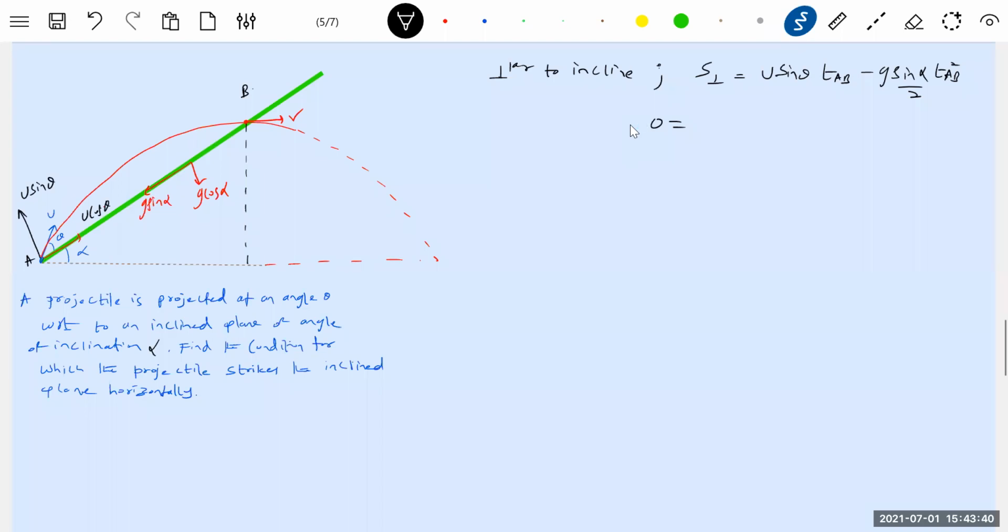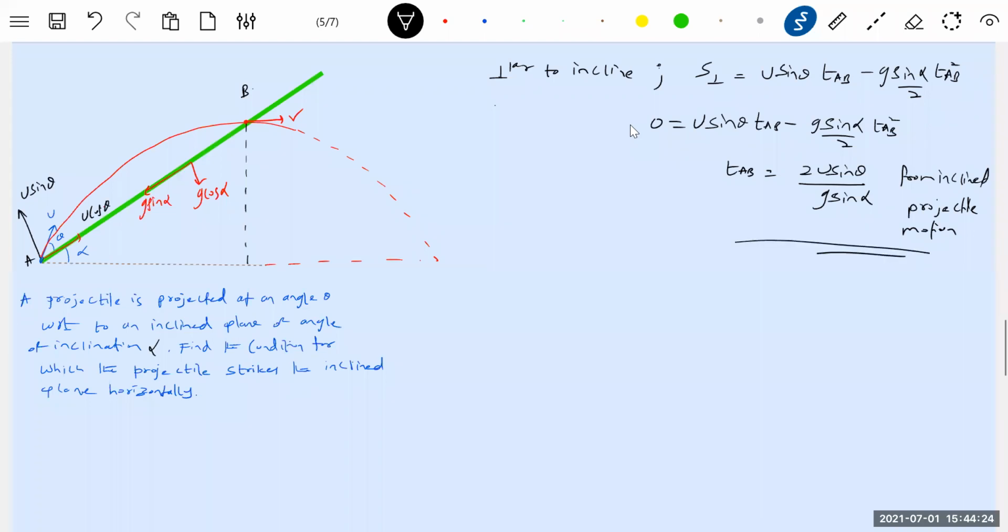0 is equal to U sine theta. Finally, this will be 2U sine theta by G sine alpha. This is from where we brought it, from inclined projectile. Now, similarly, let's have oblique projectile from inclined projectile motion. That is the one part.